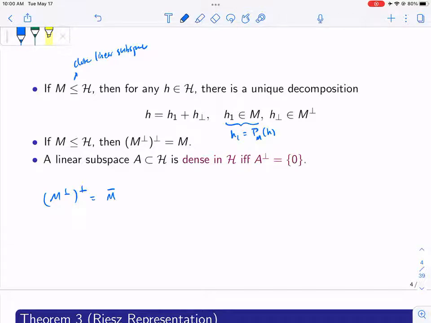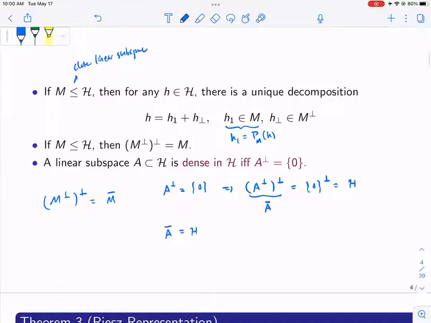Suppose A perp is 0, right? Then A perp perp is going to be 0 perp. You can easily see that this has to be the entire H. And this is just A bar. So this is saying that the closure of A is H, that's the meaning of being dense in H. Vice versa, if it's dense, it means that A bar is equal to H, right?